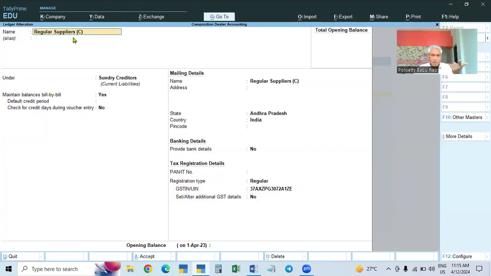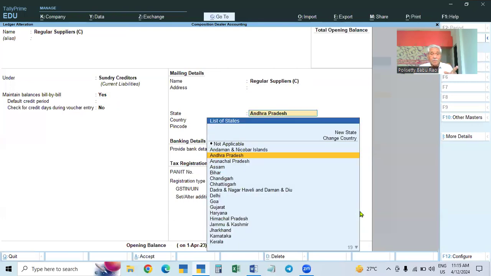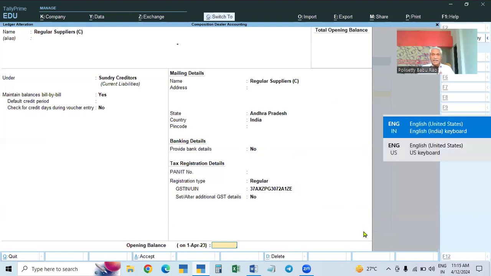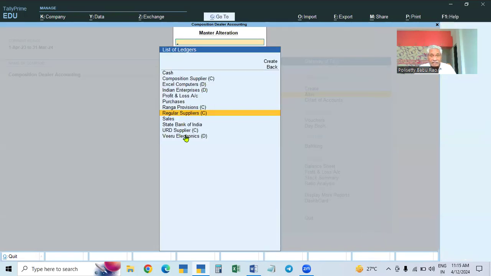Regular means a regular person. We will give the name. Sundry creditor, everything is the same. So what is a regular supplier? I do composition possession. In the case of a regular or non-registered person, we can purchase from any state. So I give maybe Telangana, maybe Tamil Nadu, maybe Andhra Pradesh. I have taken Andhra Pradesh. He's a regular dealer, so we select regular and give the Andhra Pradesh number. The correct number you have to give. And here it is selected. Okay, it is over.